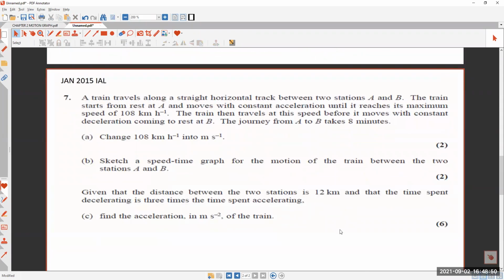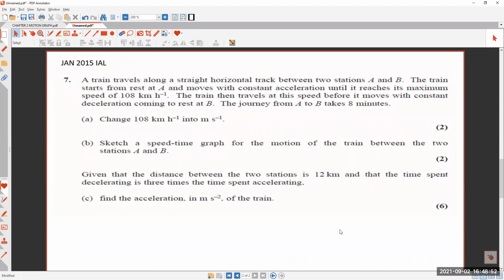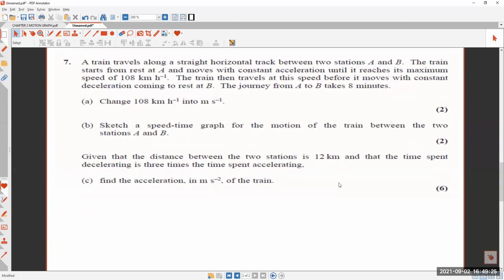Now a train moves along a straight horizontal track between two stations, again the same two stations A and B. The train starts from rest at A and moves with a constant acceleration until it reaches a maximum speed of 108 kilometers per hour. We are not used to solving our sums in kilometers per hour, we are used to solving them in meters per second. The train then travels at that speed before it moves with a constant deceleration to rest at B. The journey from A to B takes 8 minutes.